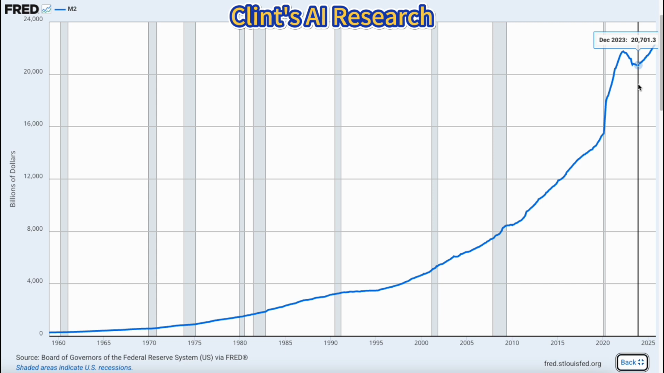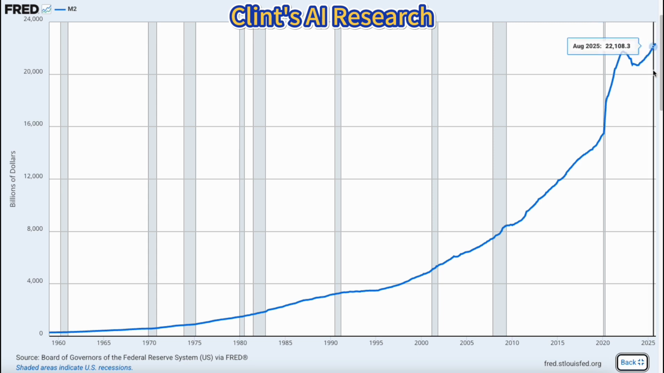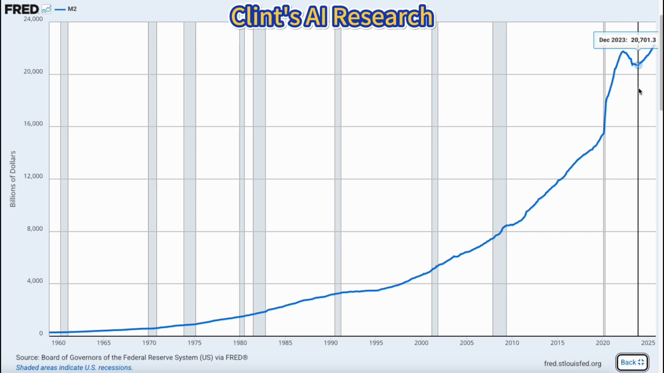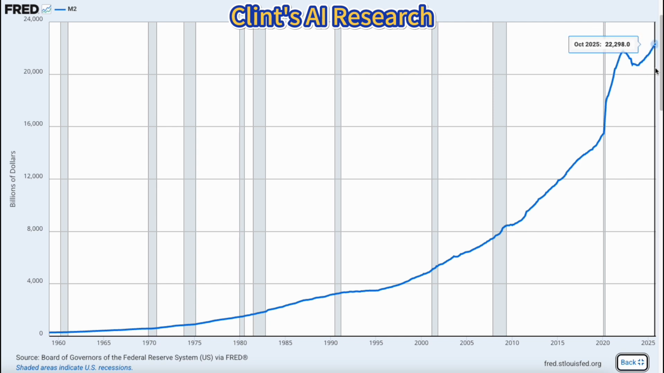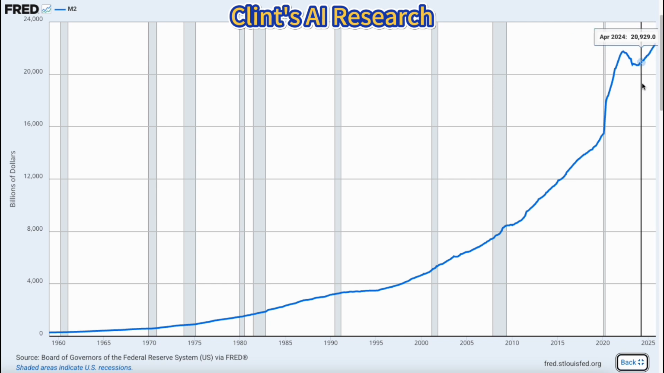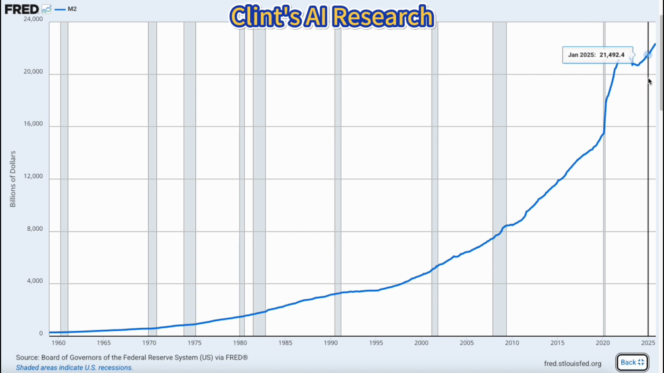2. The 2024-2025 rise, normalization and the pivot. The rebound toward the end of the chart shows the economy returning to its long-term growth trend. The pivot to rate cuts. Starting in late 2024, the Fed began cutting interest rates. Lower rates encourage bank lending, which naturally expands the money supply.